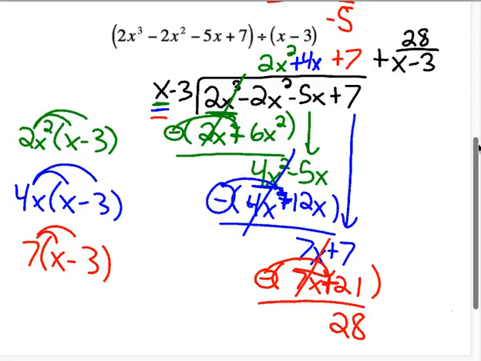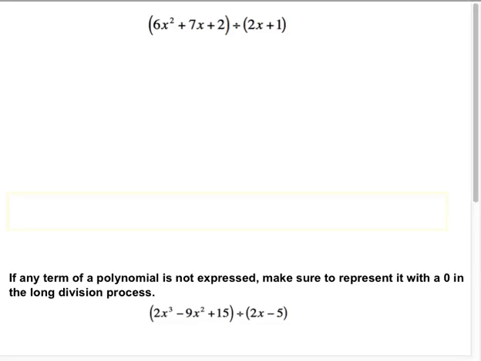All right, so why don't you flip the page for me again? So another example. So here we have 2x plus 1 that we're dividing by. And we have 6x squared plus 7x plus 2. So let's begin our process.